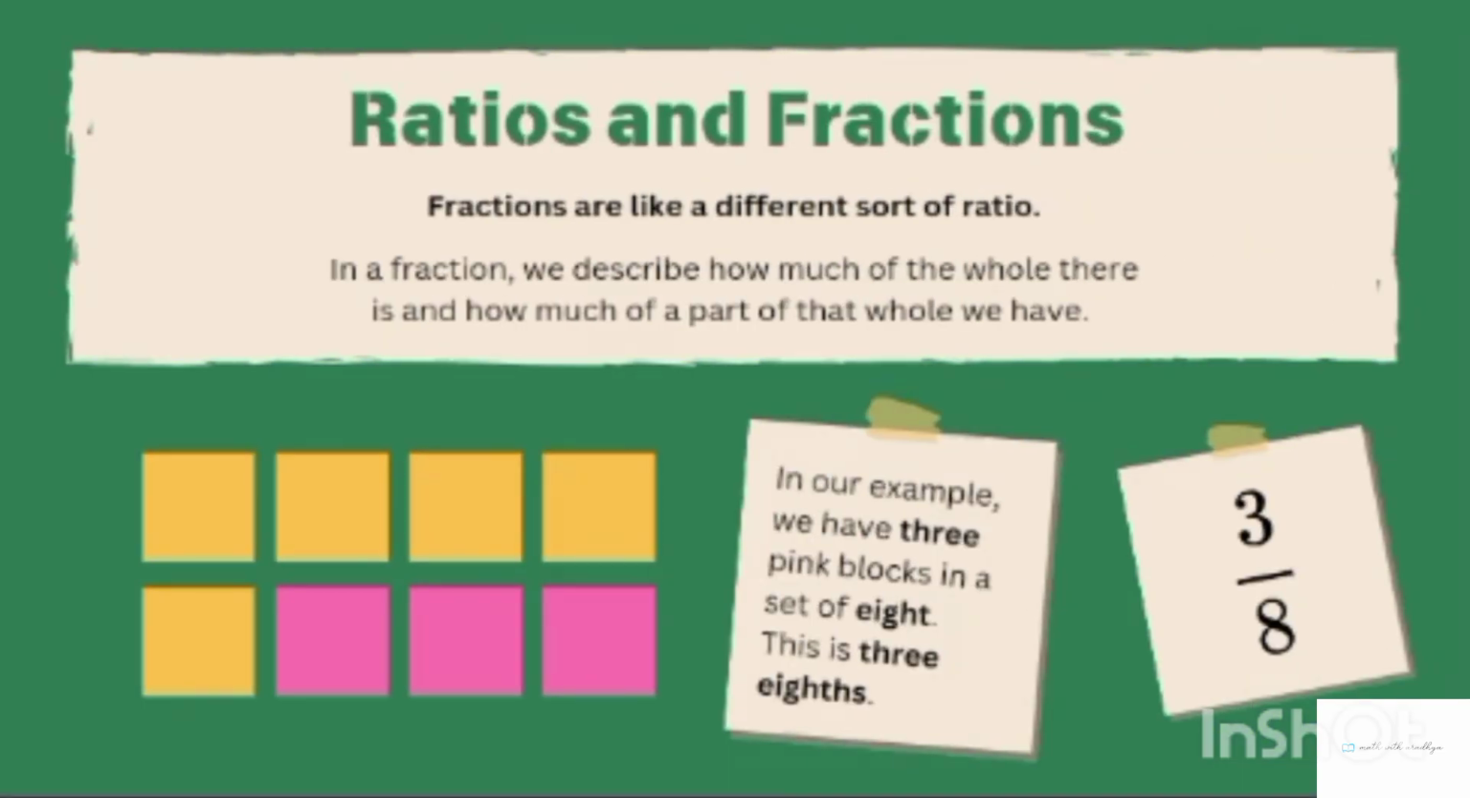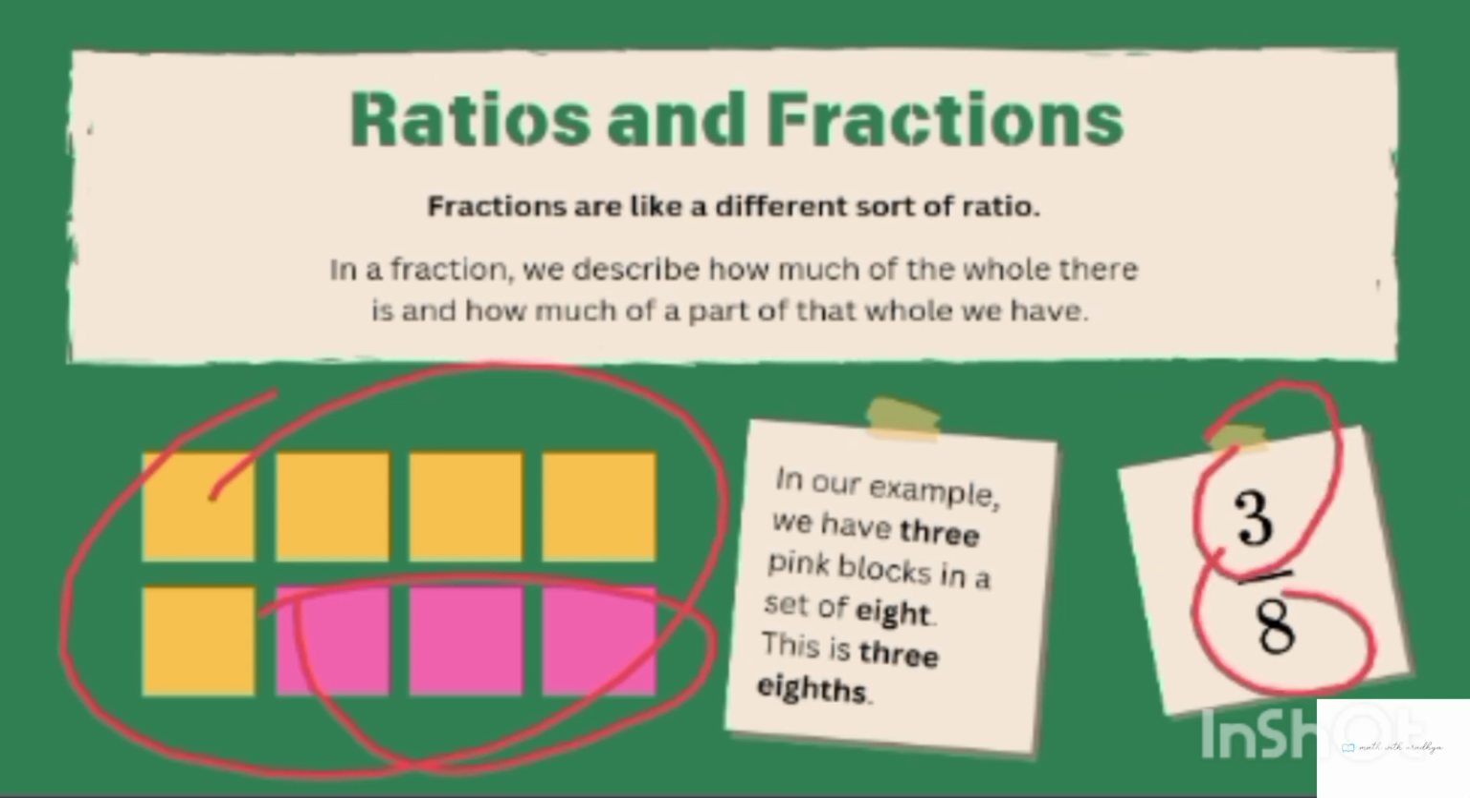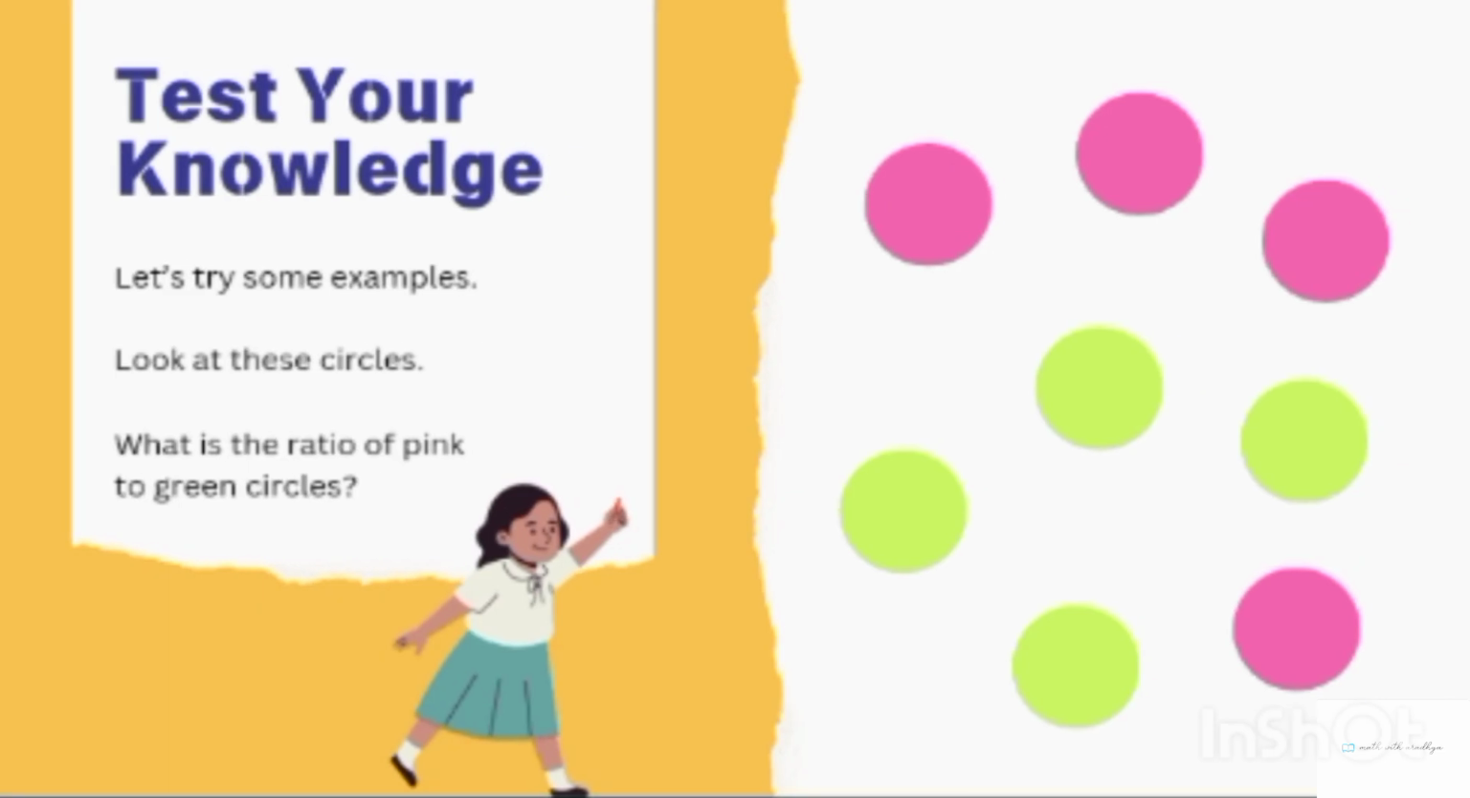Ratios and fractions. Fractions are a different sort of ratio. In a fraction, we describe how much of the whole there is and how much of the whole we have. For example, we have 3 pink blocks in a set of 8. This is 3/8. Suppose they ask us to write that there are 3 pink boxes in a set of 8, where we have a total of 8 and only 3 pink. We can write it as 3/8.